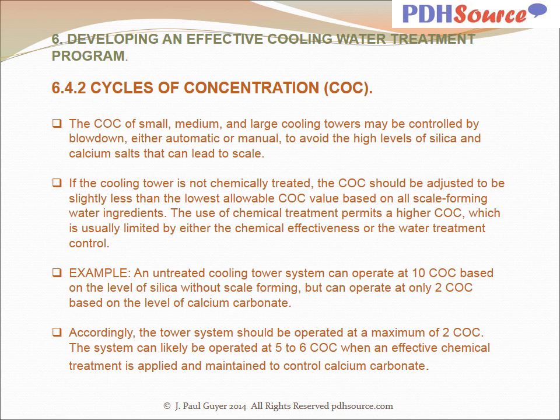The use of chemical treatment permits a higher COC, which is usually limited by either the chemical effectiveness or the water treatment control. For example, an untreated cooling tower system can operate at 10 cycles of concentration based on the level of silica without scale forming, but can operate at only 2 cycles of concentration based on the level of calcium carbonate. Accordingly, the tower system should be operated at a maximum of 2 COC. The system can likely be operated at 5 to 6 COC when an effective chemical treatment is applied and maintained to control calcium carbonate.